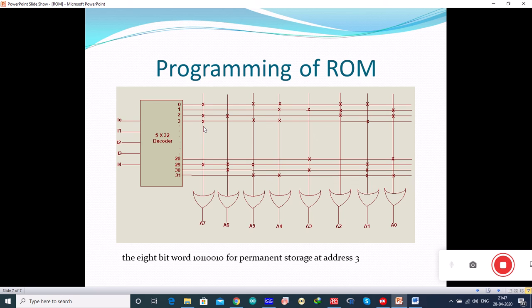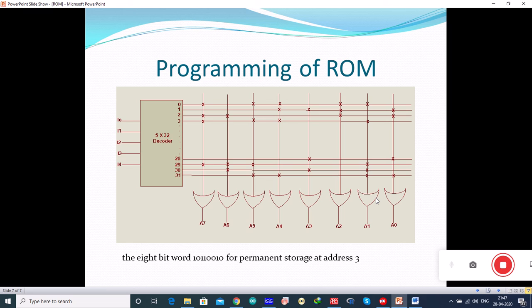Now when the input of the ROM is 00011, that is value 3, the signal equivalent to logic 1 at the decoder output 3 propagates through the connections to the OR gate outputs of A7, A5, A4 and A1. The other 4 outputs remain at 0. So the result is that the stored word 10110010 is applied to the 8 data outputs. This is how you construct a ROM.